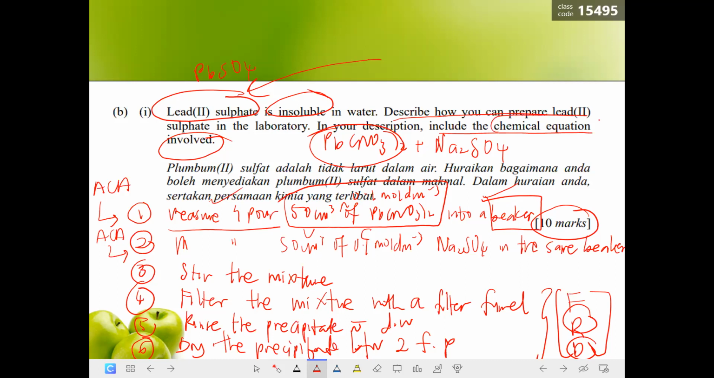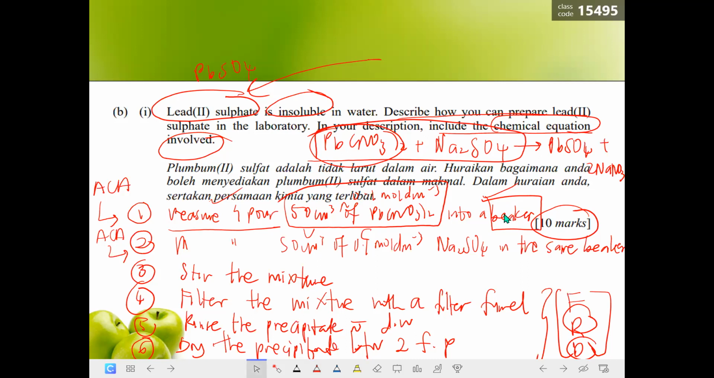Now they ask you for the chemical equation. You already know you got this. Who can continue for teacher to make it 10 marks? What is my product? Lead 2 sulfate, okay, very good. I get PbSO4 plus sodium nitrate. Correct. Okay, well done.